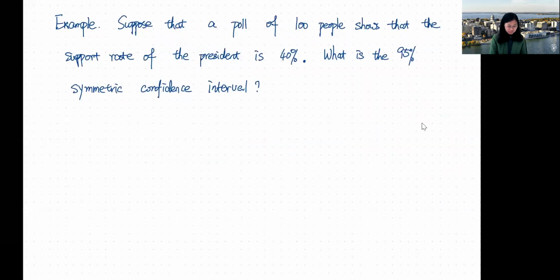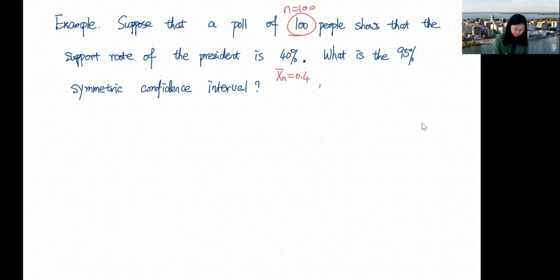Now let's consider an example. Suppose that a poll of 100 people shows that the support rate of the president is 40%. Now we know the sample size of the poll, which is 100, n equals 100. And we know the estimator for the support rate is 0.4. And we want to figure out the 95% symmetric confidence interval.